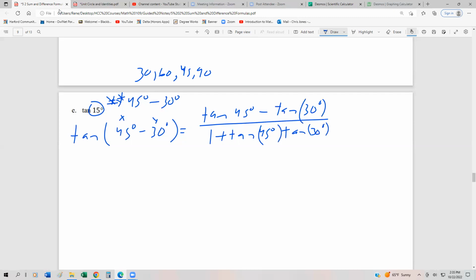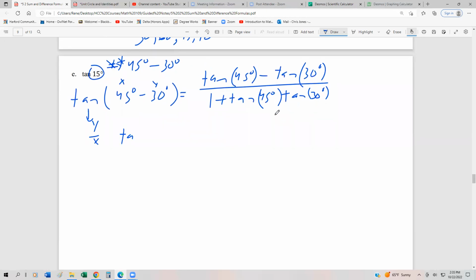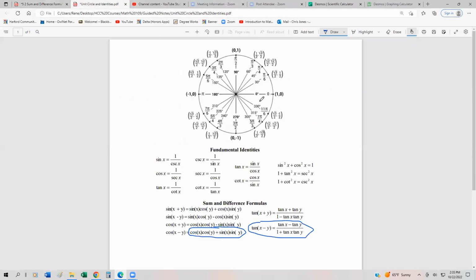So now let's go ahead and figure out what the tangent of 45 and the tangent of 30 are. Remember, in our unit circle, the tangent of an angle is y over x. So the tangent of 45 degrees, if we go into our unit circle at 45 degrees, we have root 2 over 2 divided by root 2 over 2.